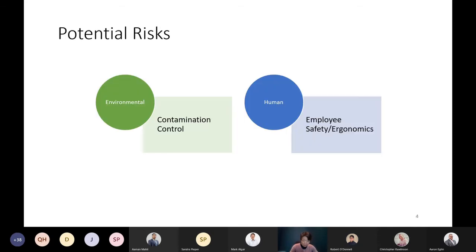So when we talk about risks, we look at two aspects. One is from an environmental standpoint, which pertains to contamination control. The other thing, probably more important, is the human factor, meaning that we want to examine the system from the interaction between the employee and the system, to see if the system is safe to use, whether the system is ergonomically designed or not. So to make sure that the employee is safe during their work hours.